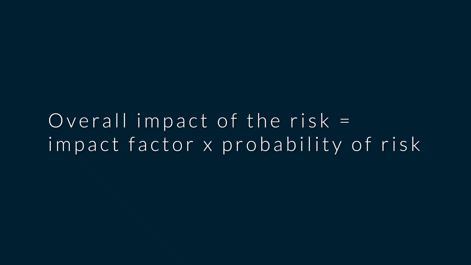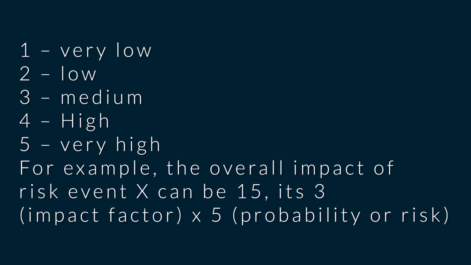In this case, the overall impact of the risk is always going to be equal to impact factor times probability factor. And as we mentioned, you can then decide to score these ones in terms of 1, 2, 3, 4, 5, where 1 is very low, 2 is low, 3 medium, 4 is high, 5 is very high. For example, the overall risk event, that is X, can be 15. In this case, we're talking about 3 being the impact factor and 5 being the probability of that thing happening.